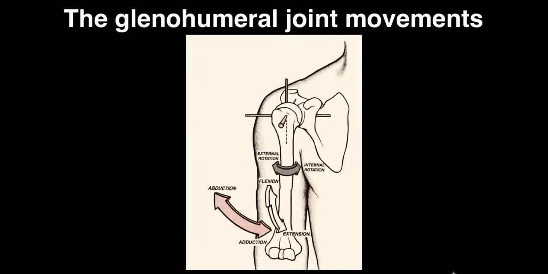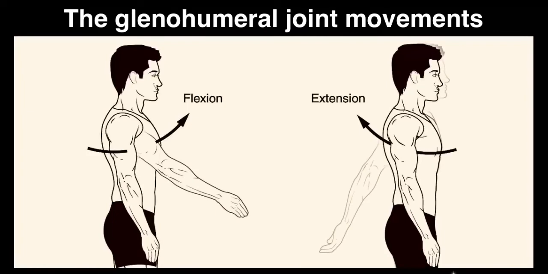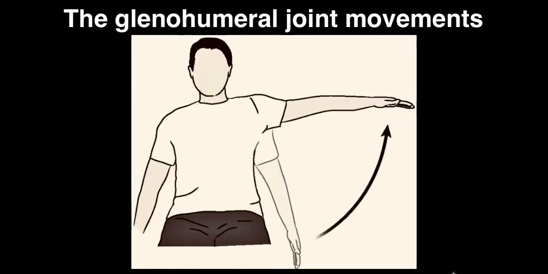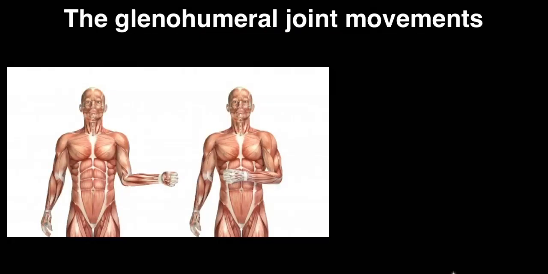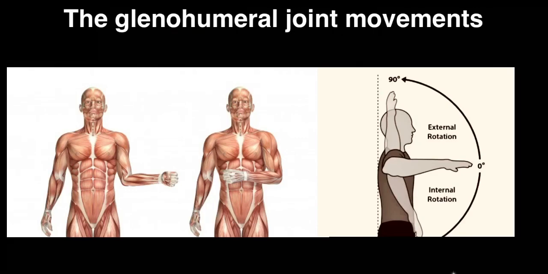The glenohumeral joint movements: flexion and extension, abduction and adduction, external and internal rotation.